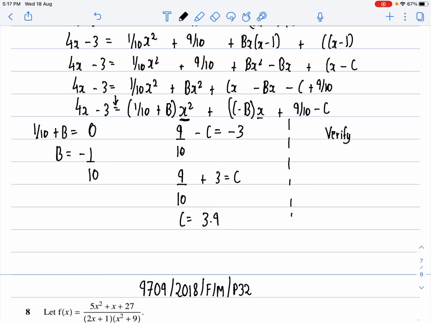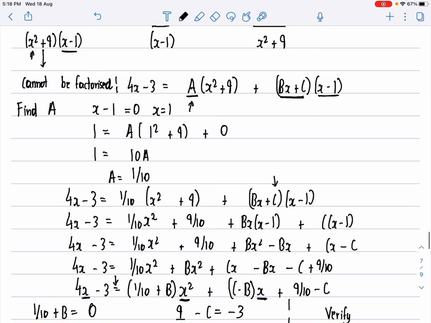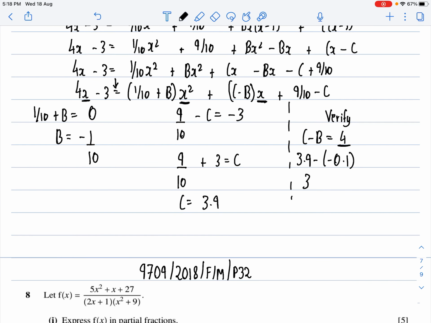What you can do is, you have an x here, so you can equate the coefficient with c minus b, which is equal to 4. So the c you'll get here is 3.9 minus the b, which is minus 1 over 10, which is minus 0.1. Now when you solve this, if you get your answer as 4, that means both your values for c and b are correct, and hence the value for a is also correct. So you can write this as 3.9 plus 0.1, which is equal to 4. That means you get this value here.